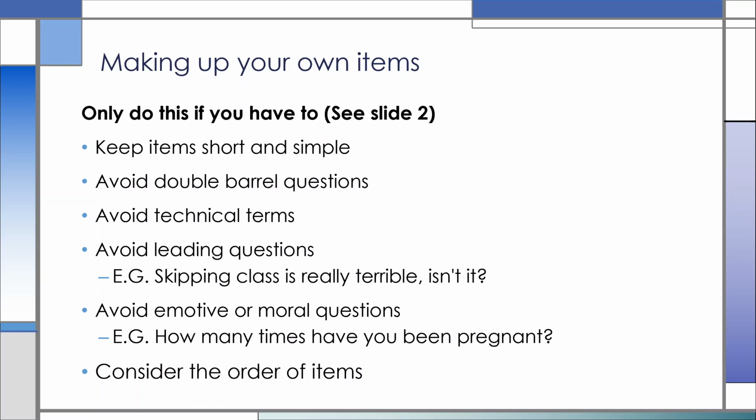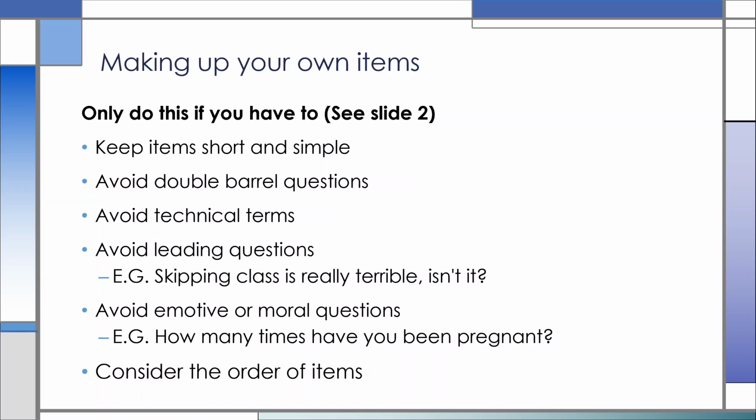Also, avoid double-barreled questions. You want your questions to ask a single thing. You don't want to ask more than one thing in the same question. Avoid technical terms. You don't want to try to confuse people. You're not trying to show them how smart you are or how much you know about something. You want them to understand the question that you're asking. So don't use confusing terms.